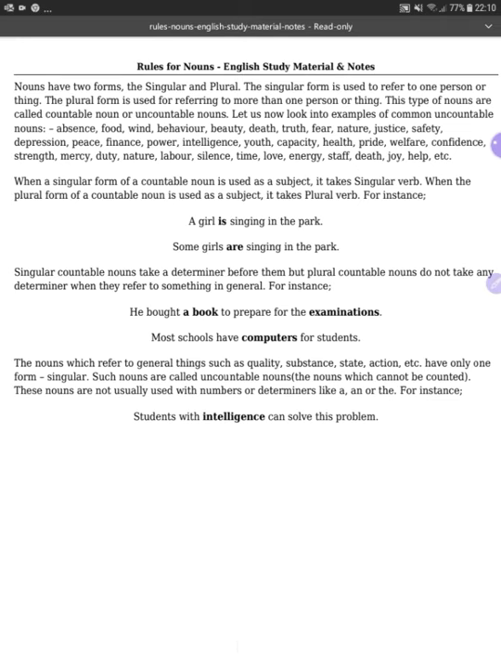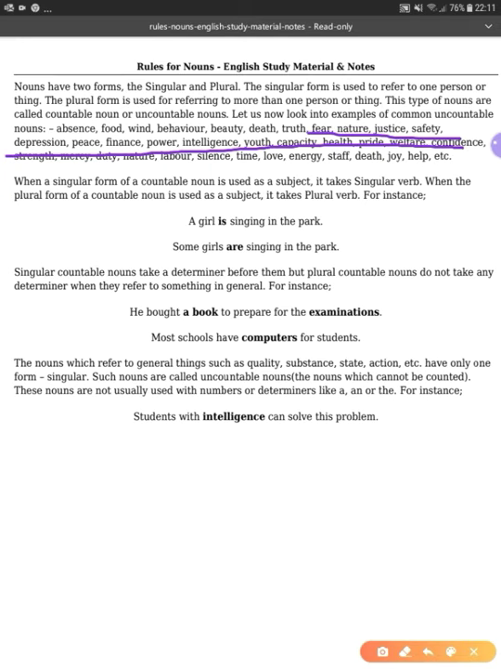Now let me give you some words which come in common uncountable noun, that is absence, food, wind, behavior, beauty, death, truth, fear, nature, justice, safety, depression, peace, finance, power, intelligence, youth, capacity, health, pride, welfare. So these are the words which are categorized into common uncountable noun.